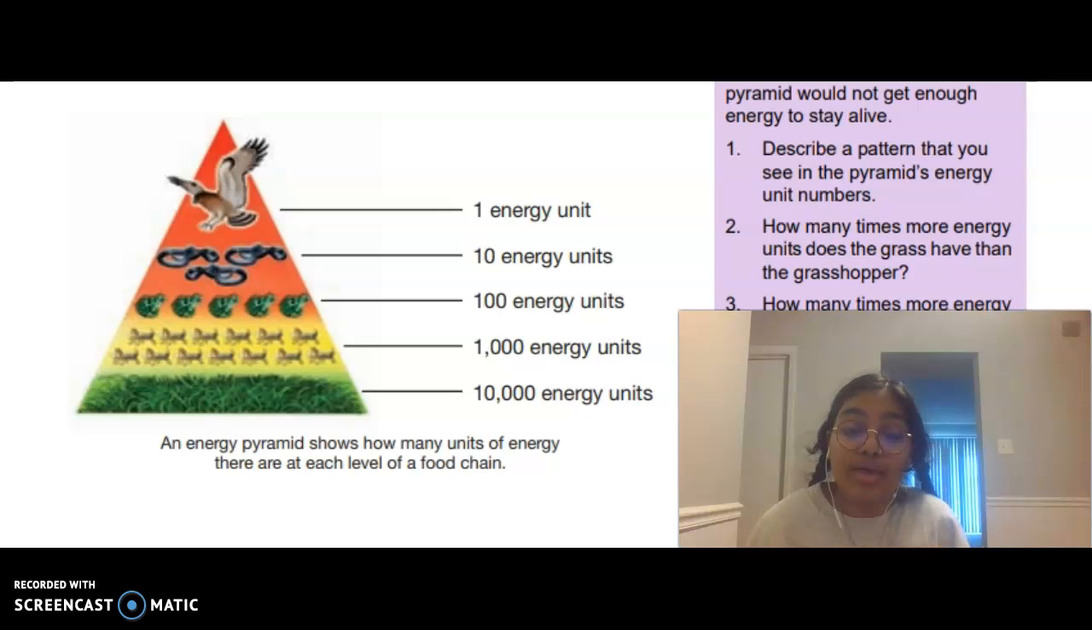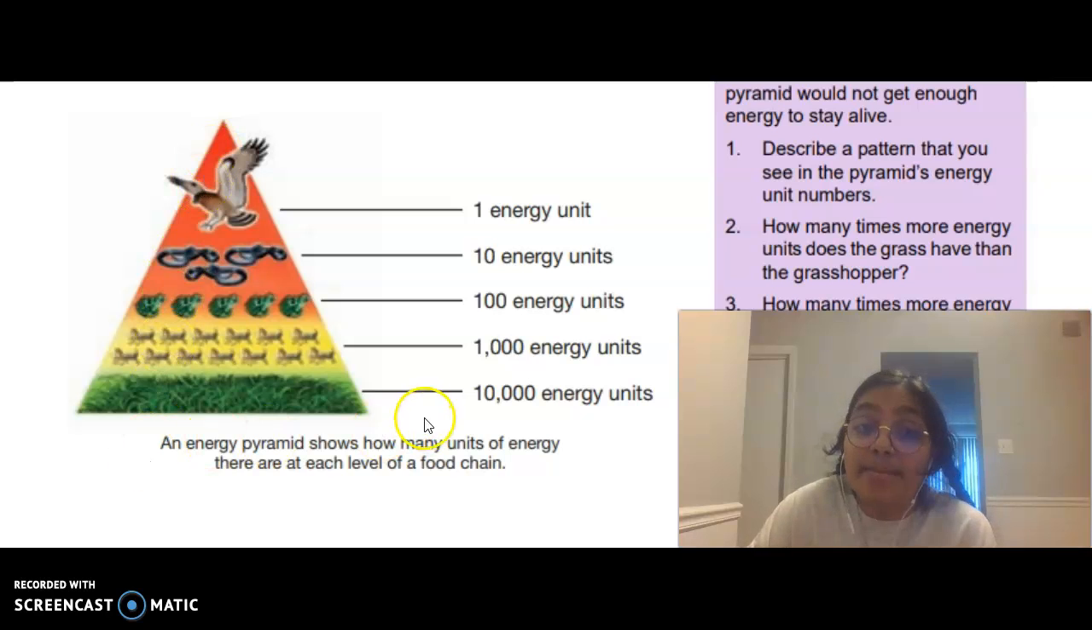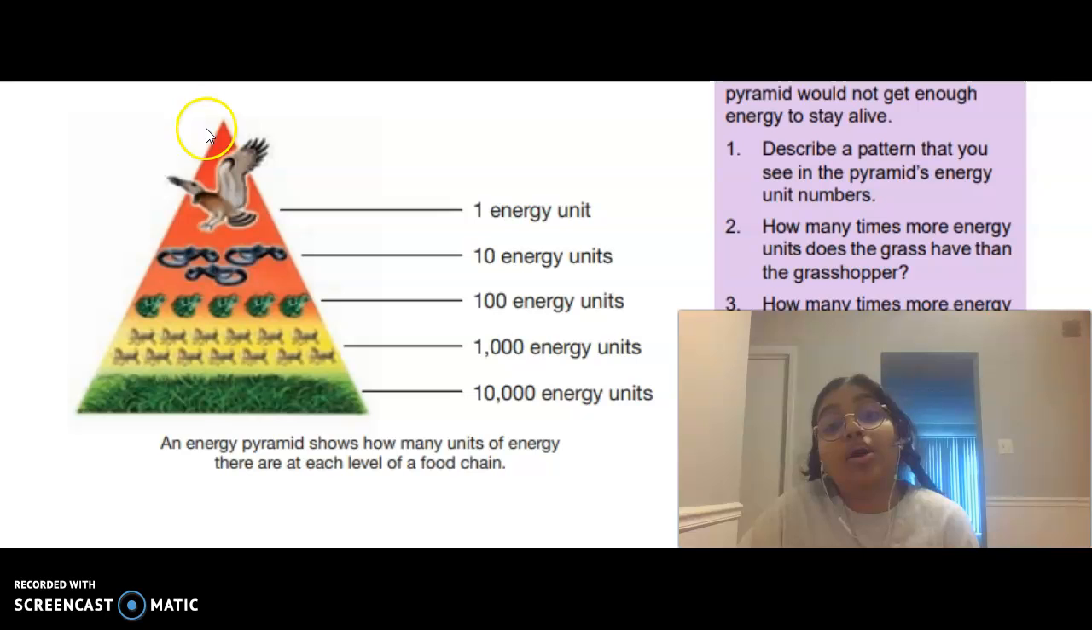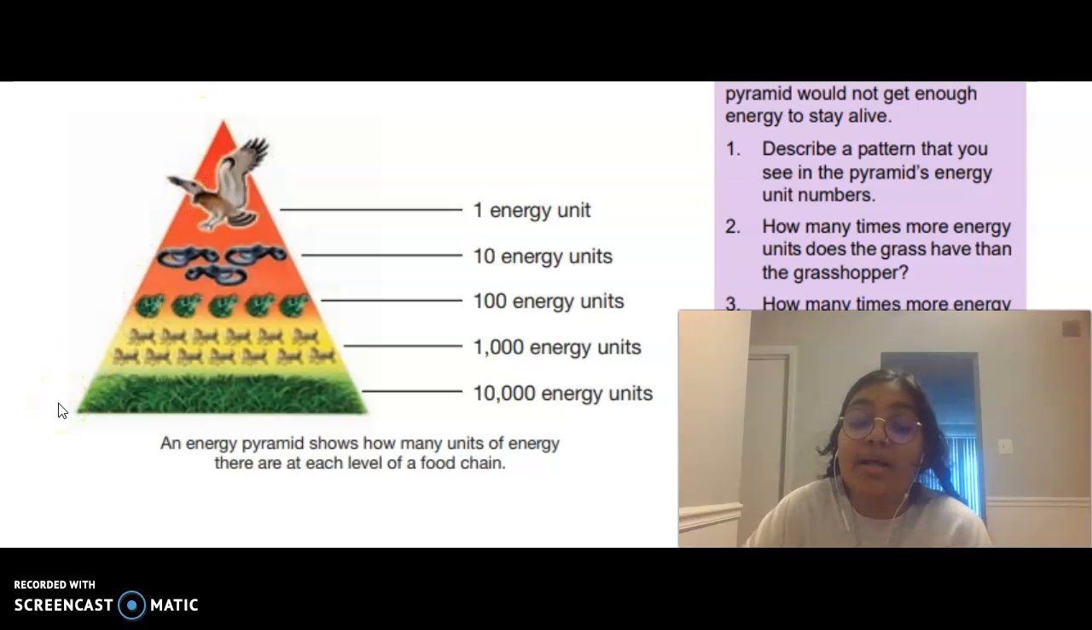And I hope this made sense to you. I want you guys to use this image to complete your guided practice activity today. If your image looks different, please refer to this picture. It's also in your reading, so you can access it through your reading to make sure you have an accurate representation of what an energy pyramid looks like.